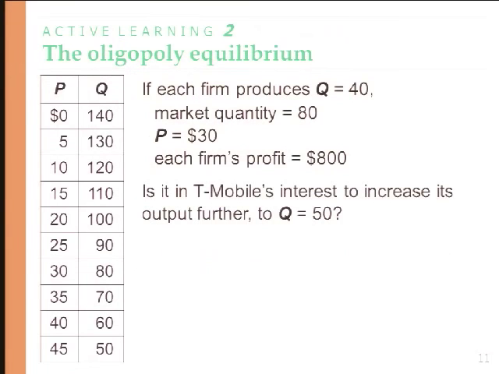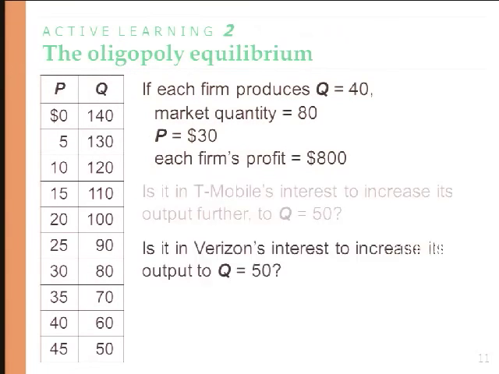Okay, visit with your friends and tell me whether or not they will have an incentive to increase from 40 to 50. And if they don't have that incentive, then the 40 output for each of the two duopolists is, in fact, an oligopolistic equilibrium. Right? Okay, go ahead.